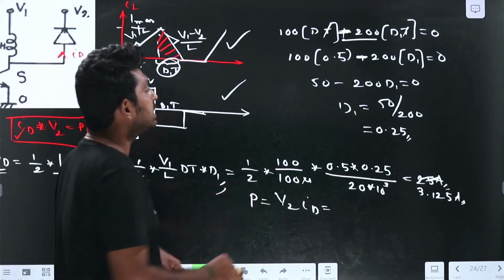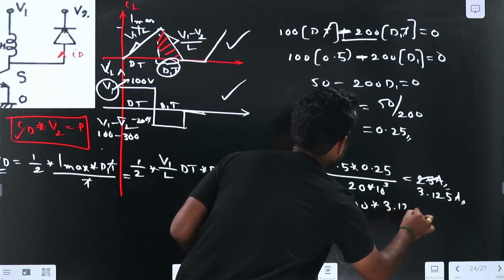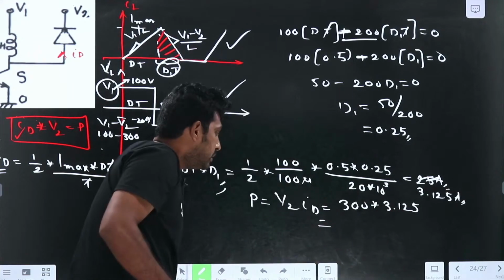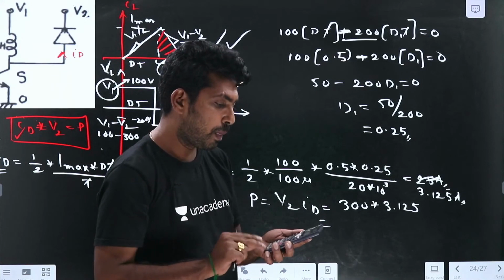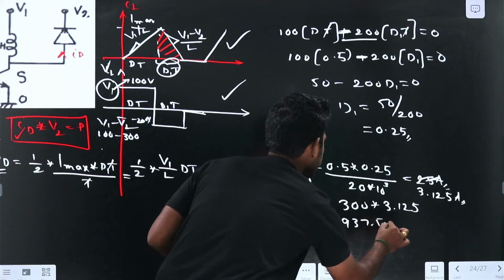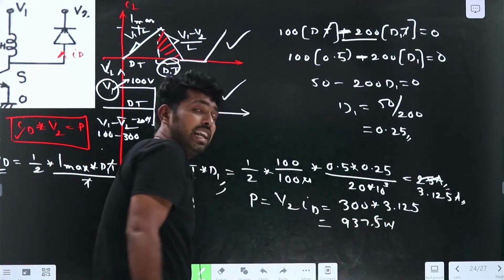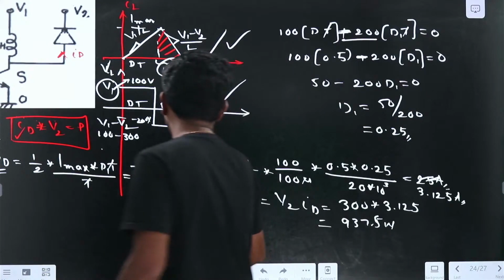So let me find this. It will be 300 into 3.125. So 937.5 watts. Just calculations. Make sure that calculations are clear. It is a simple calculation.